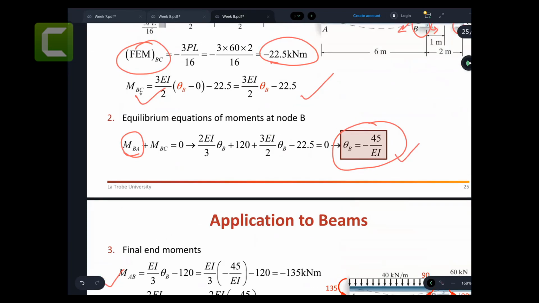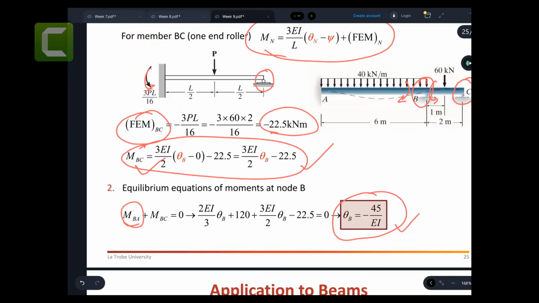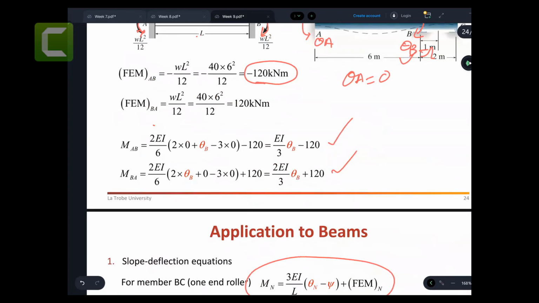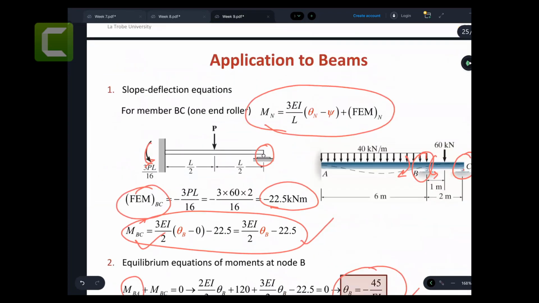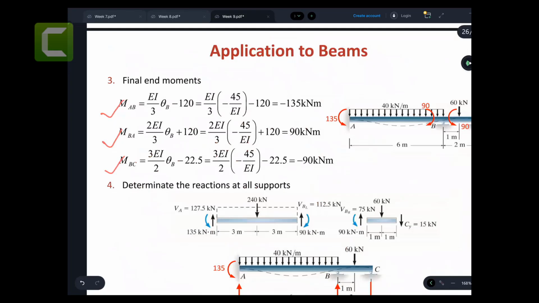You have theta B, you substitute back in these equations to calculate the end moments. So you can calculate this MAB, MBA, and MBC.